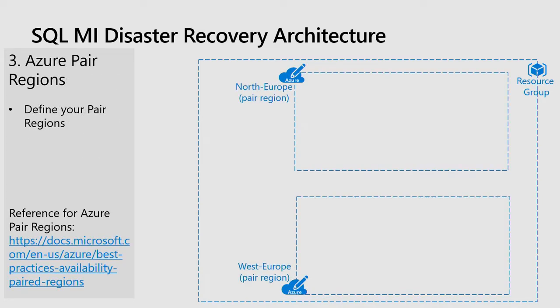The third point, Azure pair regions. Define your pair regions. Be sure that your pair regions are deployed. In order to check the table with the Azure pair regions means Azure guarantees for you that the connection between region number 1 and region number 2 has all the capability in terms of networking, disaster recovery, and so on. So that's the reason you have to check the reference here, in order to understand which pair regions you have to use.